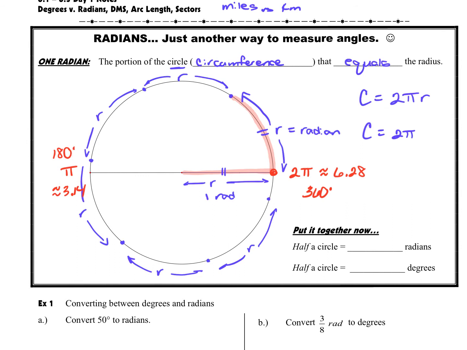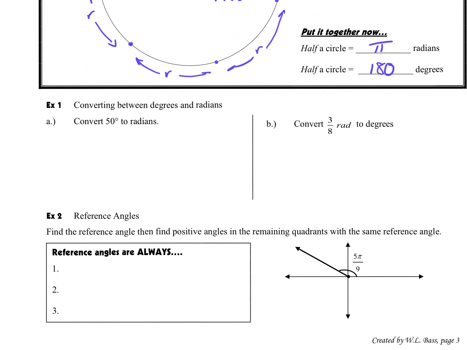to really emphasize that those are dramatically different numbers. Now, converting, oh wait, let's fill in our little blank, I almost forgot. Half the circle is then going to be pi radians and half the circle is 180 degrees. These two numbers are going to be key in our next skill.